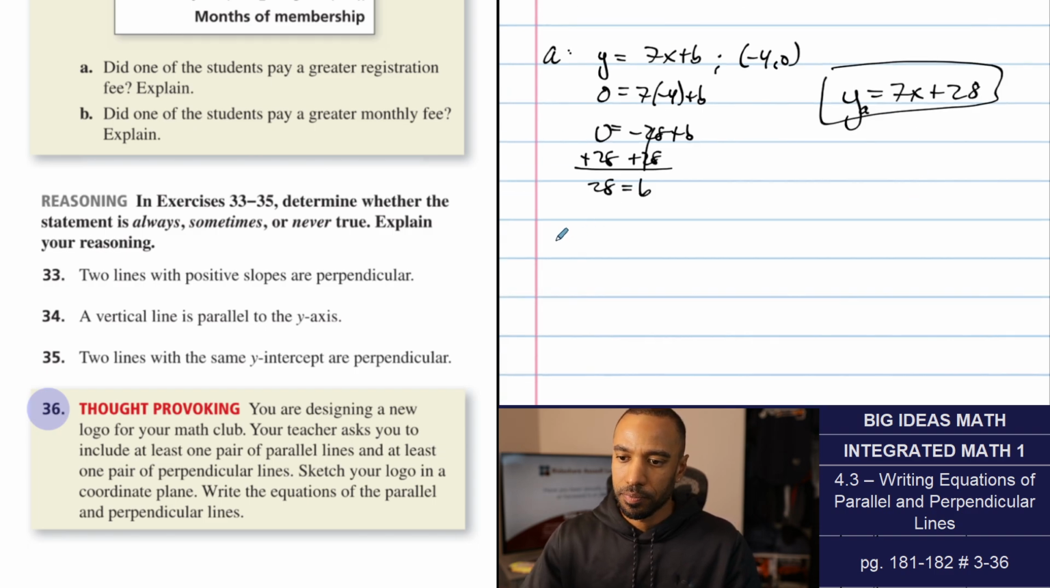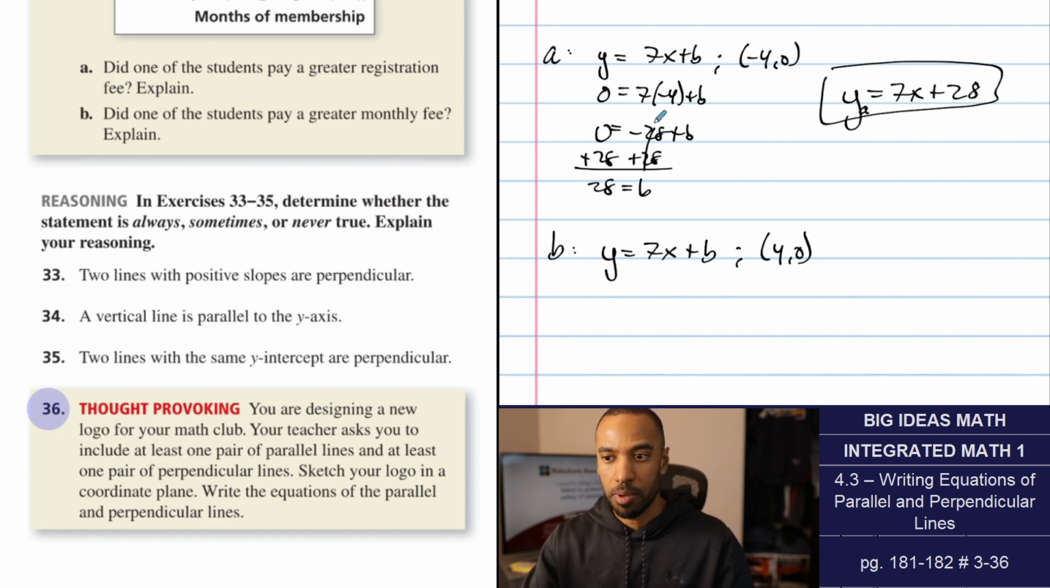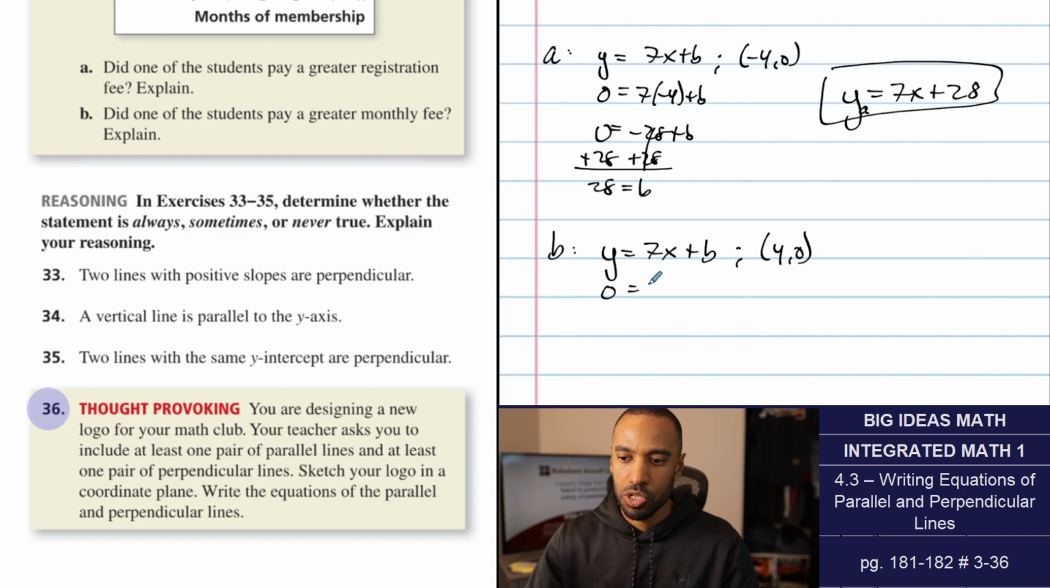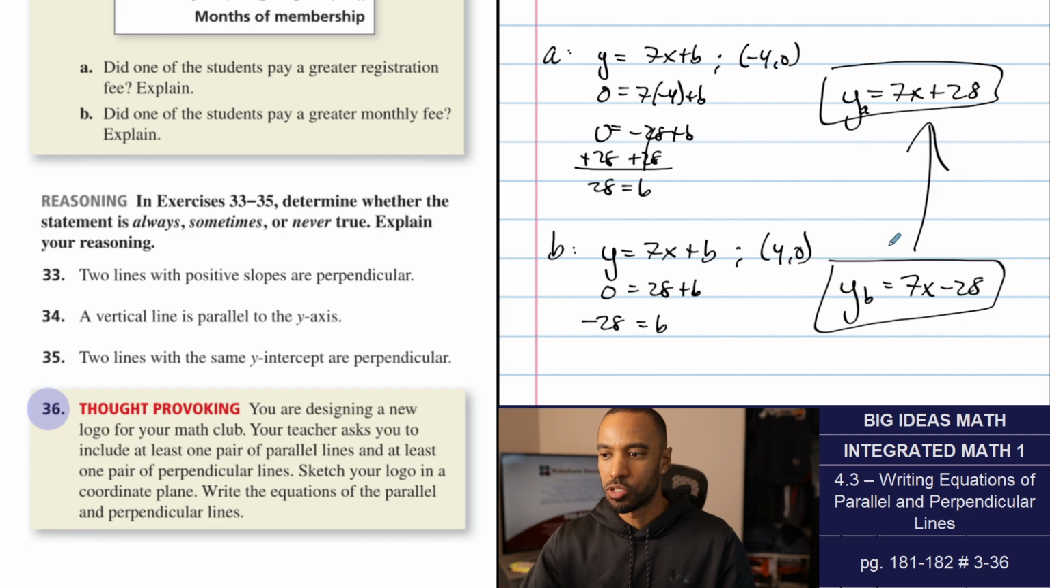Line B, it's y equals 7x plus b and crossing through 4, 0. Now, this is going to be a positive 28 instead. So 0 equals 28 plus b, subtract the 28 over, and you get b equals -28, right? So pretty much the same equation, except there. That was just happenstance because of how I wrote it. So these are the parallel ones.